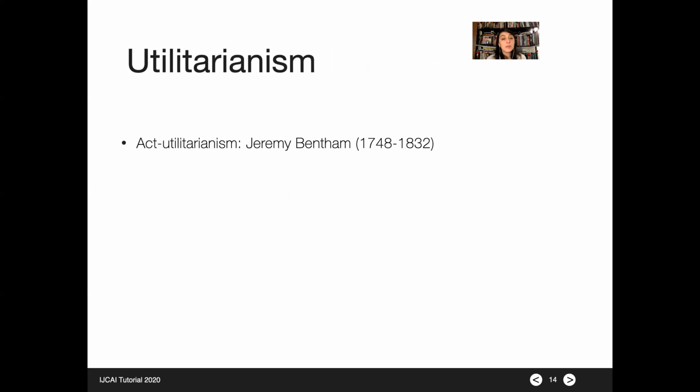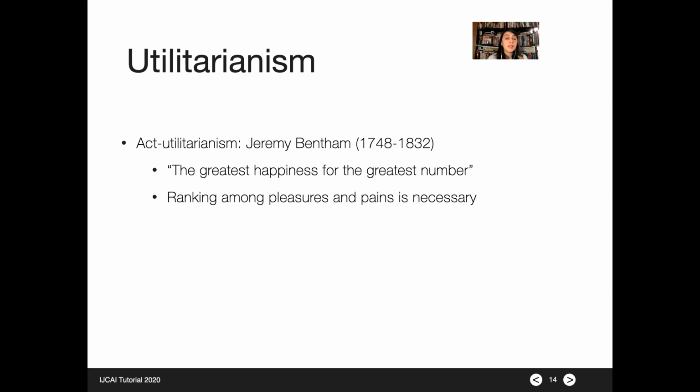Act utilitarianism is due to Jeremy Bentham, so just some background information if you want to get into it. He considered that to seek what is right, you have to seek what brings about the greatest happiness for the greatest number of people. And to do this, he recognizes that you have to have a way to rank among pleasures and pains among people and in the world.